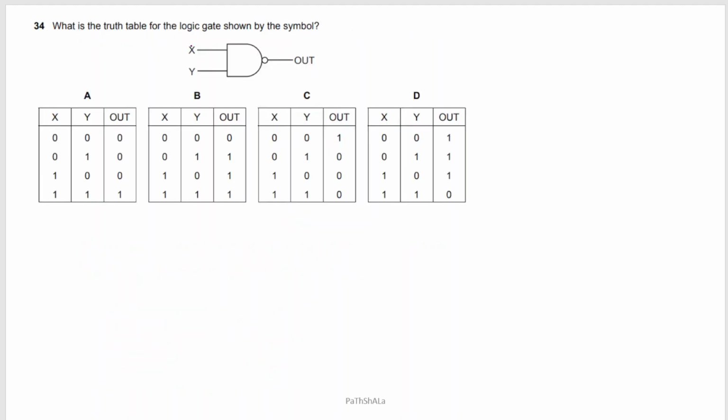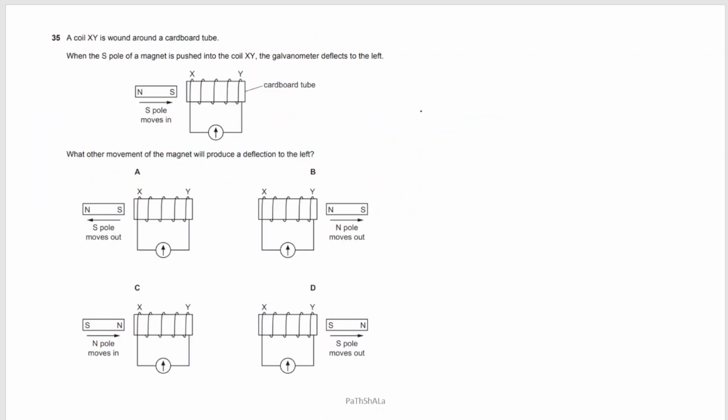34. What is the truth table for the logic gates shown here? So very simple gates, the AND, NOT gate. Sorry, no, it's a NOR gate, not an AND or OR gate. It's a NOR gate, and the correct truth table for this will be D. So we will get zero output only when both the inputs are 1 1. So the correct answer is D.